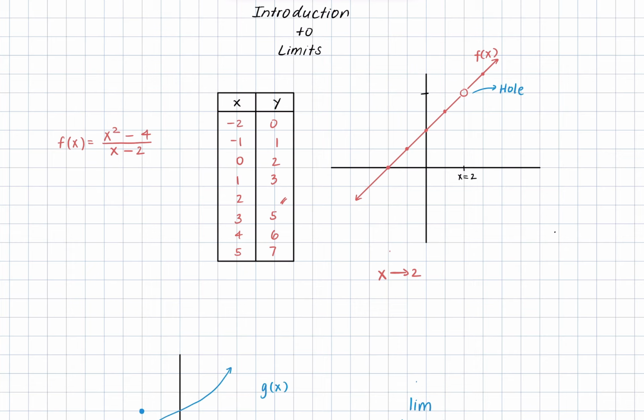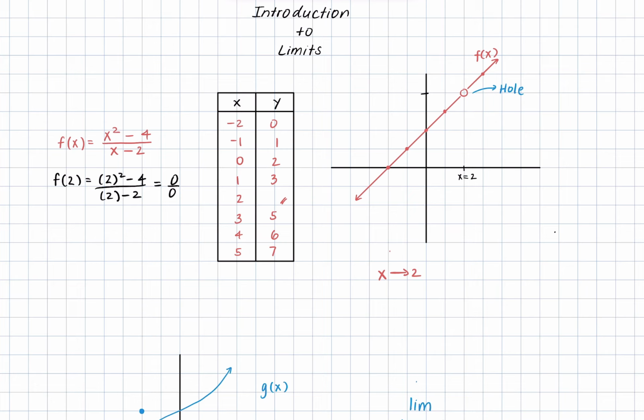So what is going on? Let's just plug in and try to identify what's happening. I'm going to replace x with 2: 2 squared minus 4 all over 2 minus 2. And I get 0 over 0. Well, that's undefined. That means we don't have a number there for x equals 2.